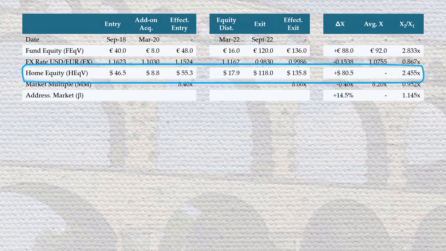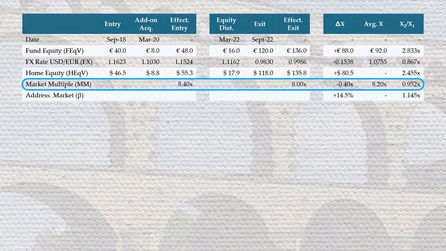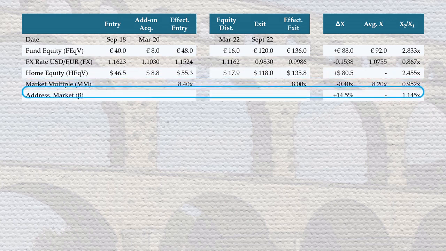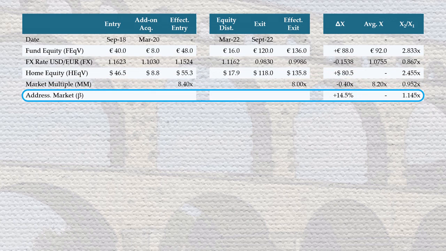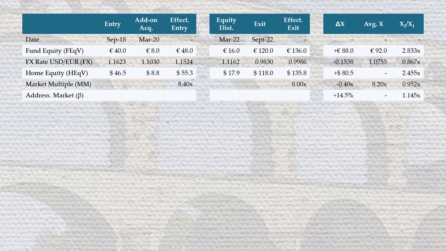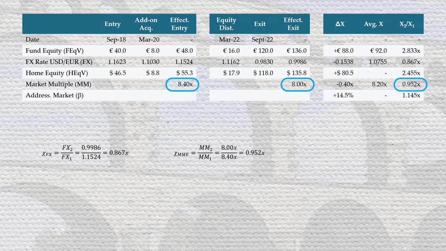Then all we need are the broader market multiples, which contracted from 8.4 to 8 according to a report from an investment banker, and the relative change in the company's addressable market, which increased by 14.5% over the hold according to economic data that we use for a proxy. The foreign exchange rate multiplier is 0.9986 over 1.1524 or 0.867. The multiplier for the market multiple is 8.0 over 8.4 or 0.952. And the addressable market multiplier is 1 plus 14.5% or 1.145.